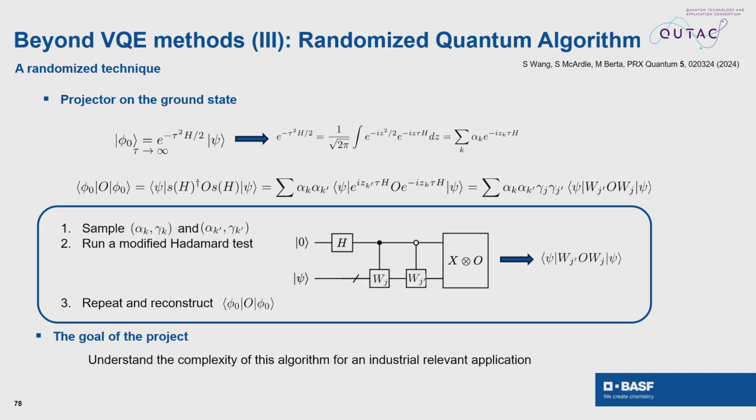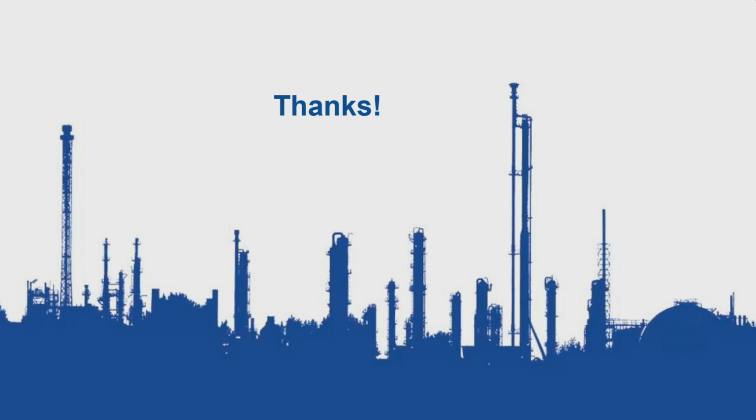Now, this is still a work in progress, so we don't have a lot of results on that. But what we'd like to do is understand if there are, for example, industrially relevant applications, and what's the cost of running all of this when we choose as the state phi 0 and operator O something that is relevant for industry. So this was my last slide, and thank you for your attention.